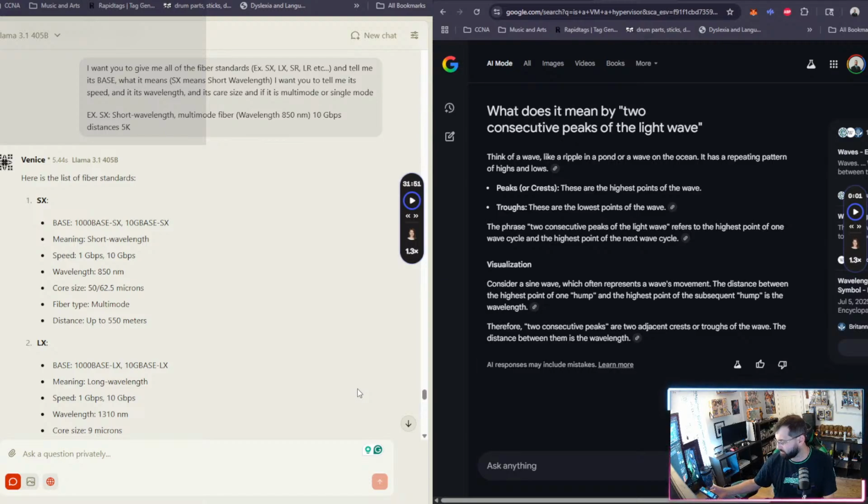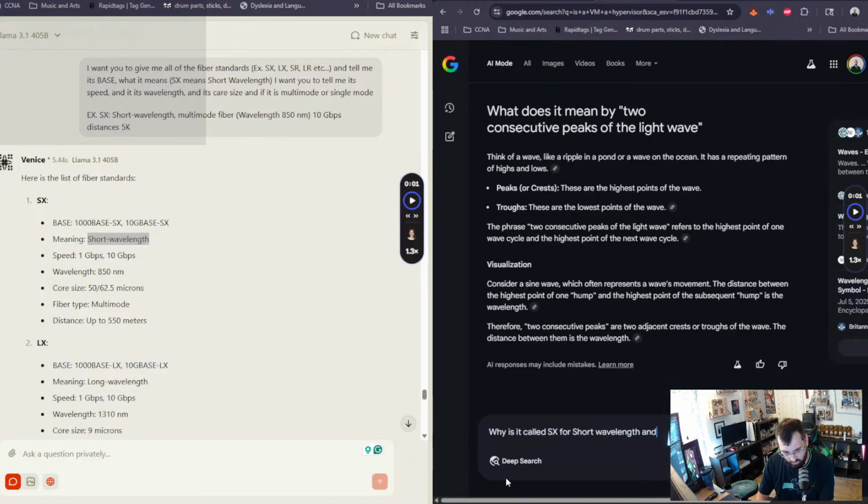We're about to read through all this, and we're going to break it down. Perfect. So SX, this means short wavelength. I don't know why X, like, okay. Why is it called SX for short wavelength and not SW?